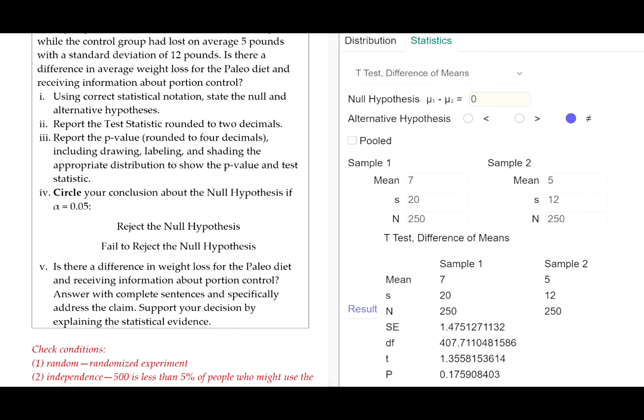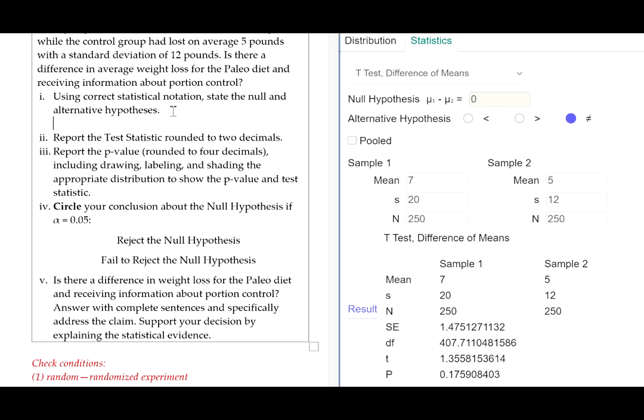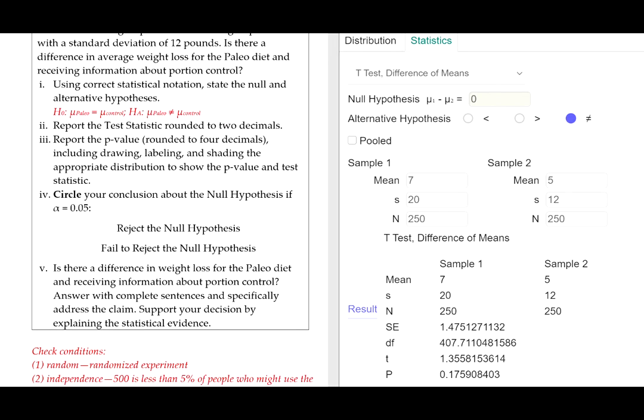Okay, going back to what we are being actually asked, Part 1 says, using correct statistical notation, state the null and alternative hypotheses. Because we have a quantitative variable of interest, weight loss, we're going to use the symbols mu in our hypotheses. So this is what they look like. The null hypothesis is that mu sub paleo is equal to mu sub control group. In other words, if we were to write this in words, we would say the mean weight loss for the paleo group is equal to the mean weight loss for the control group. The alternative hypothesis is that mu for the paleo group is not equal to mu for the control group.